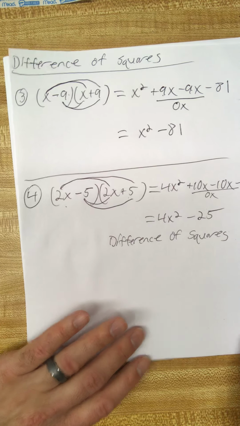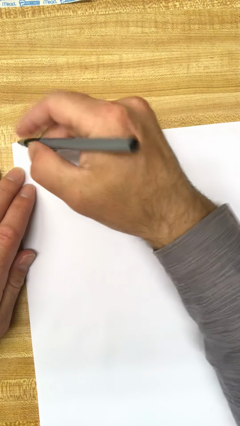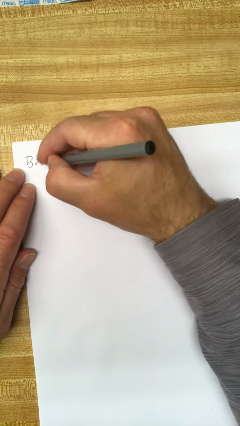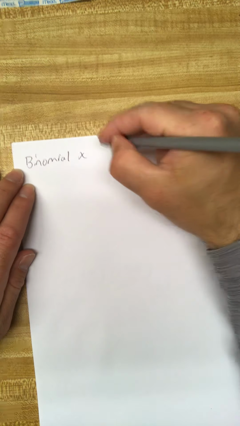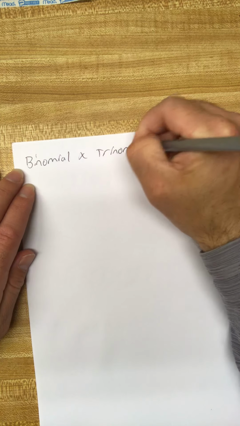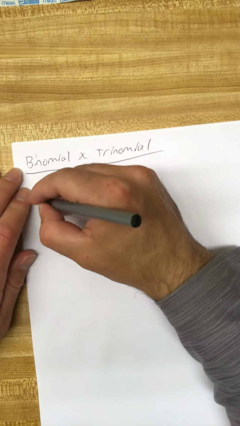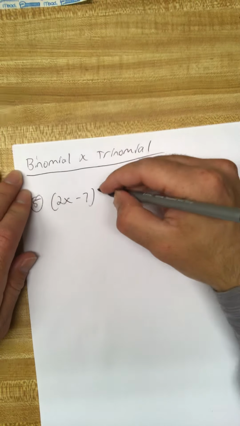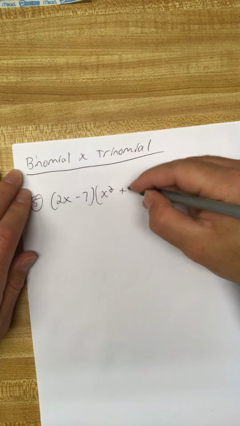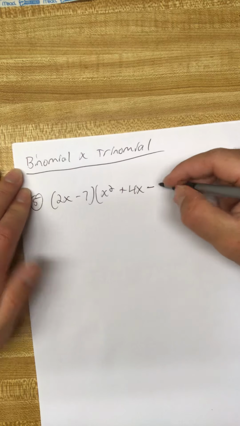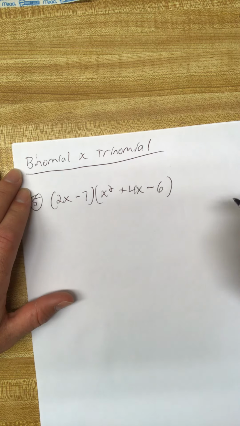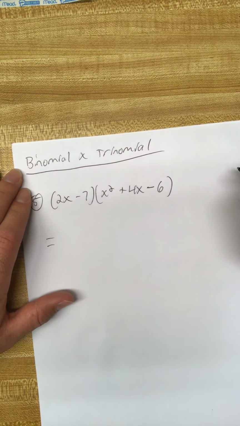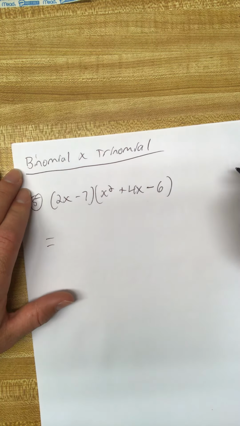All right, last up then, just something to review: binomial times a trinomial. Again, just the big distributive property is all you want to be thinking about here. So let's go with 2x minus 7 times x squared plus 4x minus 6. Okay, so give ourselves some space here.